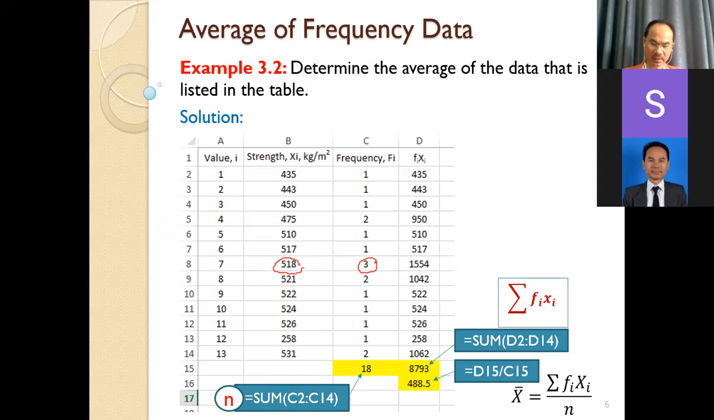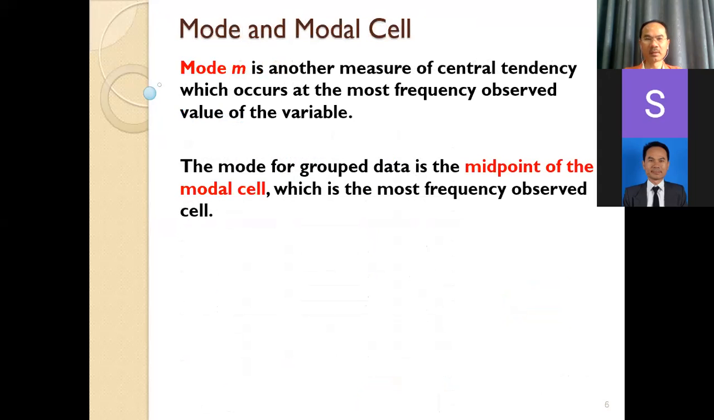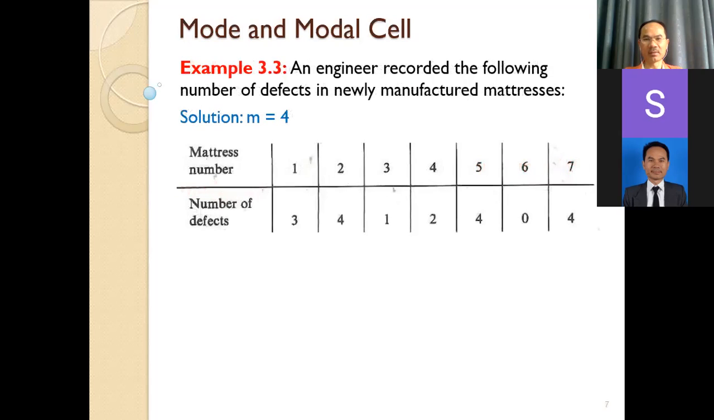This is the definition of the mode. In the group data, the mode is the midpoint of the modal cell, which has the highest frequency. Okay, for this case, the mode is 4.